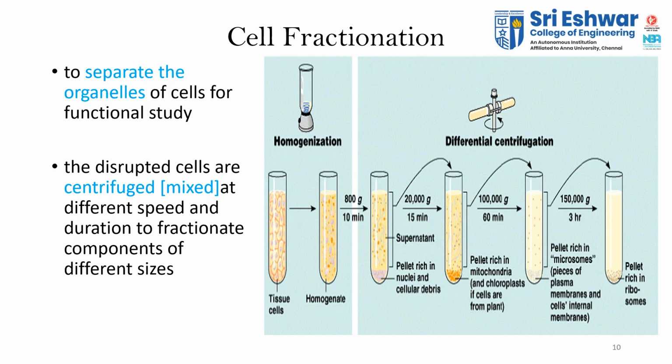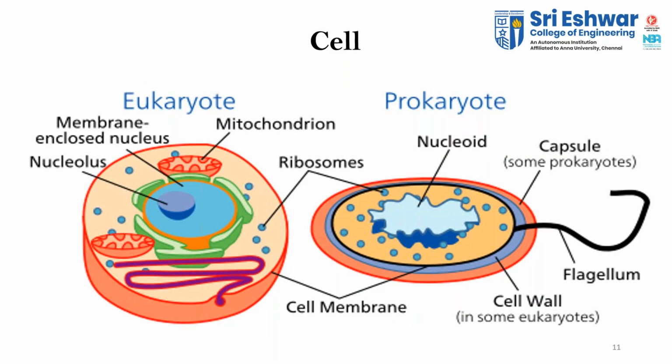Okay, so this is the second kind. And next is what? Cells. So cells are basically classified into two types. One is prokaryotic, another one is eukaryote. In prokaryote we have the nucleus at the center. It has some flagellum, cell wall, cell membrane, capsule, and ribosomes. In eukaryote we have the nucleolus, a membrane enclosing the nucleolus, mitochondria, and ribosomes.